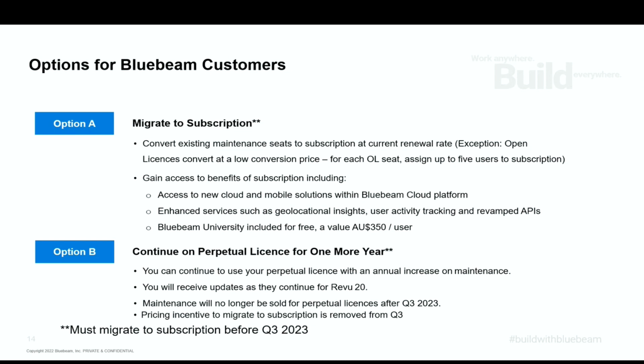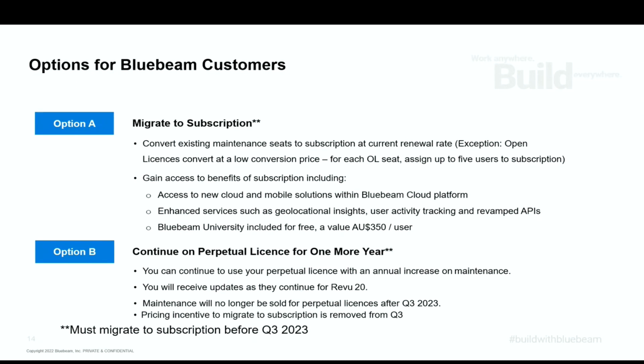If you have an open license, that will transition across to 5 named user licenses. So each one will trade in for 5, giving access to assign up to 5 users. If you do transition over, you get access to the new cloud and mobile solutions with Bluebeam Cloud, the enhanced services, Bluebeam University, and obviously Revu 21.